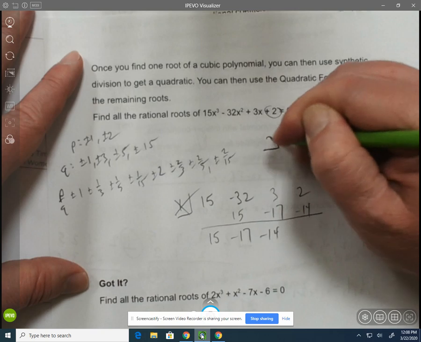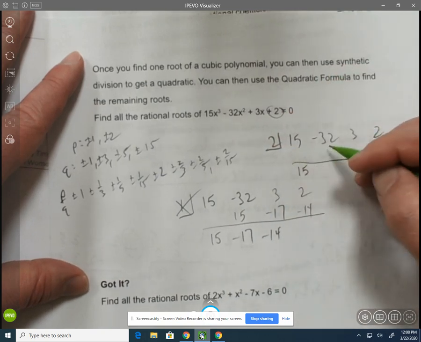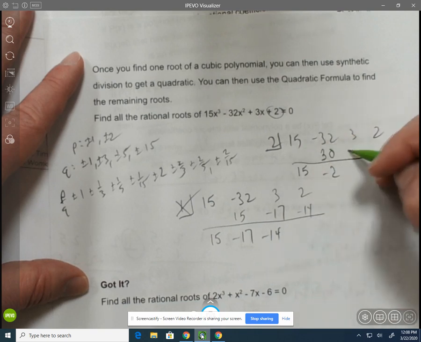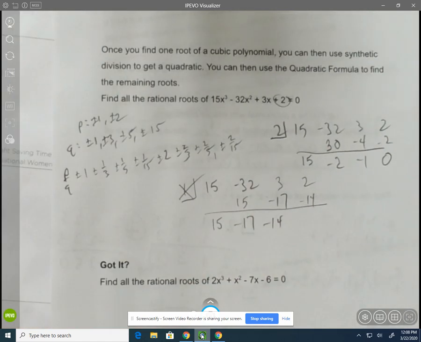All right, let me try 15, -32, 3, and 2. Let me try 2 here. So again, I add, and then I multiply. I add, and then I multiply. I add, and then I multiply. Oh, good. All right. Phew, I found one of them.